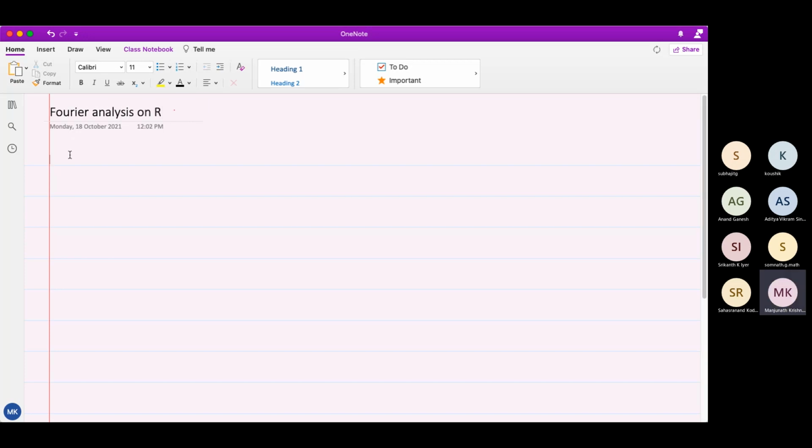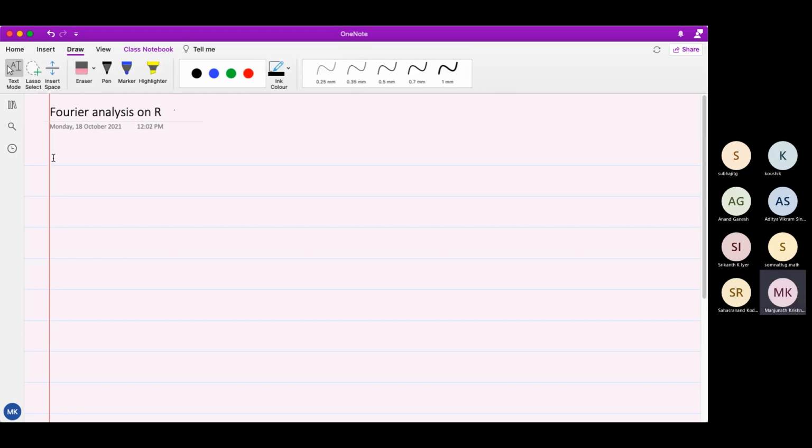Fourier analysis on the real line. So I will not write R^d and so on. Once we do this, it will be clear. So now we are working with the real line.